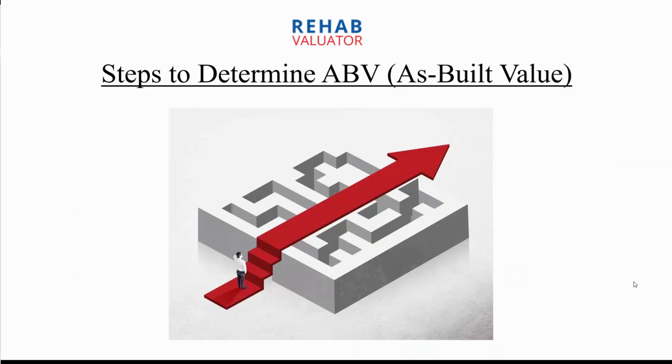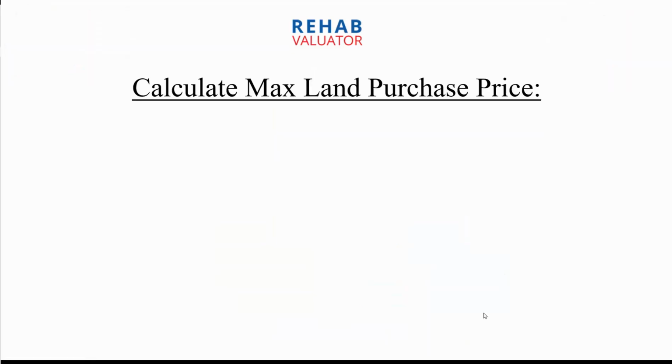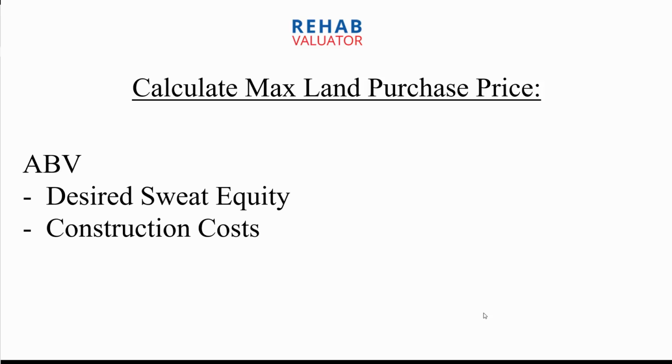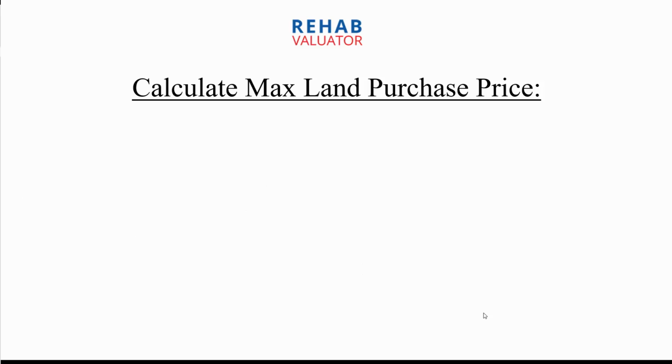So I just showed you how to easily create rental comps, generate rental comps instantly, build your pro forma with your projected operating income and expenses, and then back into the maximum that you can pay for land, right? This is the process. You back out the equity that you want to create. You back out your ballpark construction costs and soft costs, which include closing, financing, holding costs, and that gets you to the max land price. So this is the formula. ABV, as built value, minus desired sweat equity, minus construction costs, minus closing, holding, financing costs, gives you the maximum land price that you can pay, right?